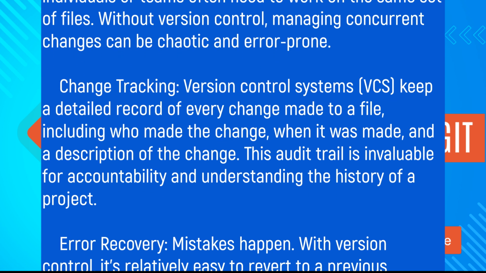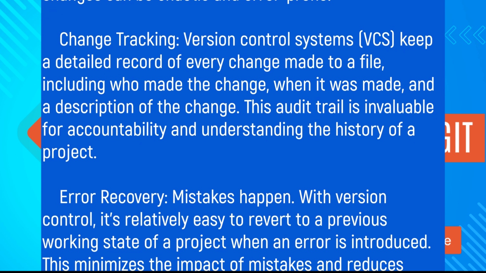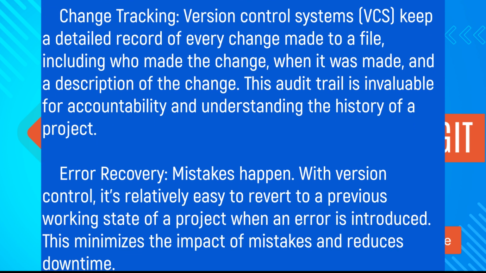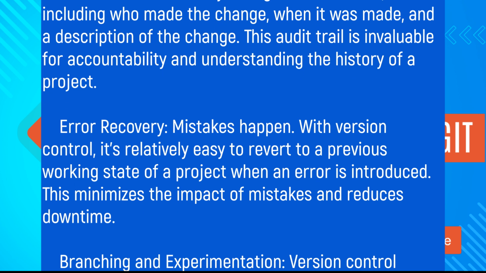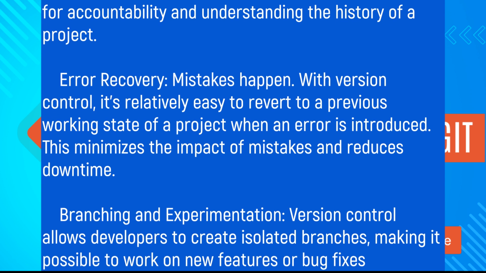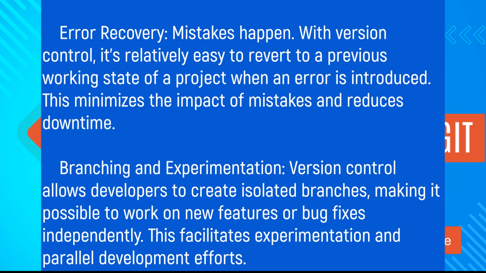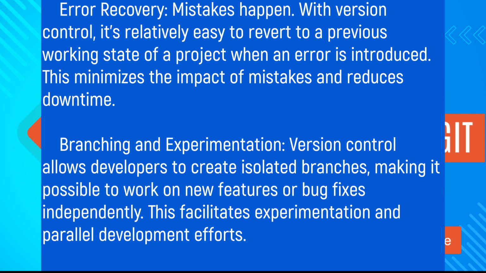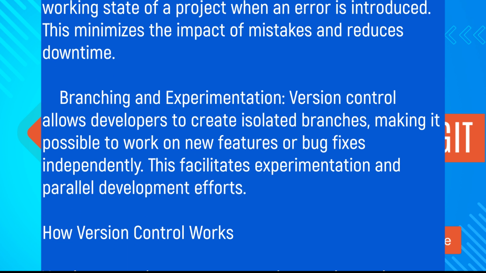Error recovery. Mistakes happen. With version control, it's relatively easy to revert to a previous working state of a project when an error is introduced. This minimizes the impact of mistakes and reduces downtime. Branching and experimentation. Version control allows developers to create isolated branches, making it possible to work on new features or bug fixes independently. This facilitates experimentation and parallel development efforts.